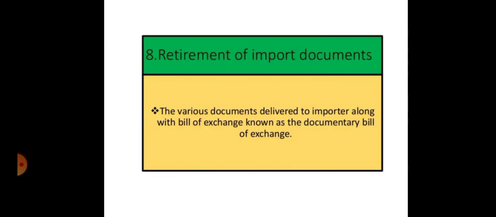The next step is retirement of import documents. The various documents are delivered to the importer along with the bill of exchange, known as the documentary bill of exchange. In this step, the exporter will send various documents which are related to the goods and services which the exporter is exporting and the importer is importing. The information about these documents is sent to the importer in advance.